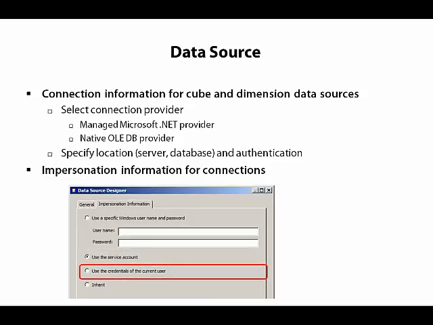We can also select the option to use the credentials of the current user, but that's only useful when we're processing the database manually, and it will fail if we try to process as a scheduled job through SQL Server Agent or an Integration Services task. The fourth option is Inherit, and this option will look at the database properties on the Analysis Services server to see how we've defined impersonation there. By default, it will use the Analysis Services service account, but we can specify user credentials in the database properties as well. And that would be done, by the way, in Management Studio.